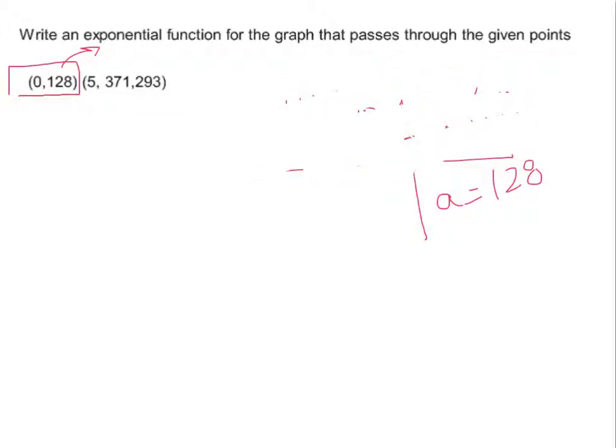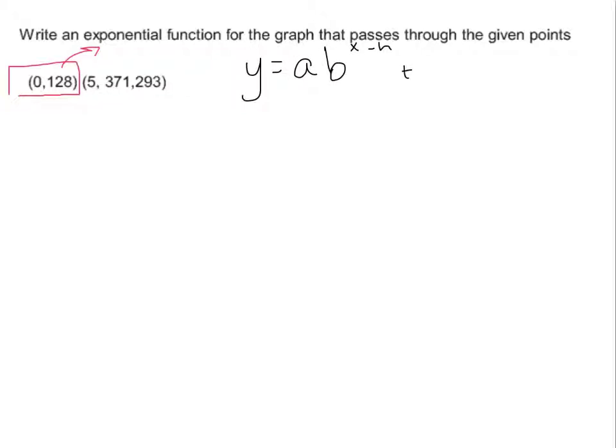So now if we think of what our parent function looks like, our parent function of exponential graphs is y equals a b to the x minus h plus k. Well, we just figured out what a is, 128, and we are not going to worry about the translations. We're going to assume that it wasn't translated. So we know y equals 128 b to the x.